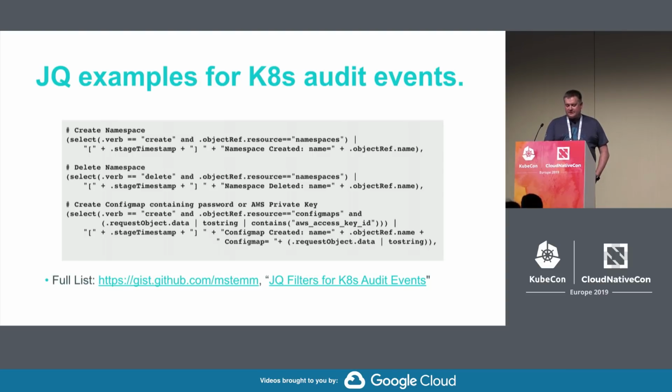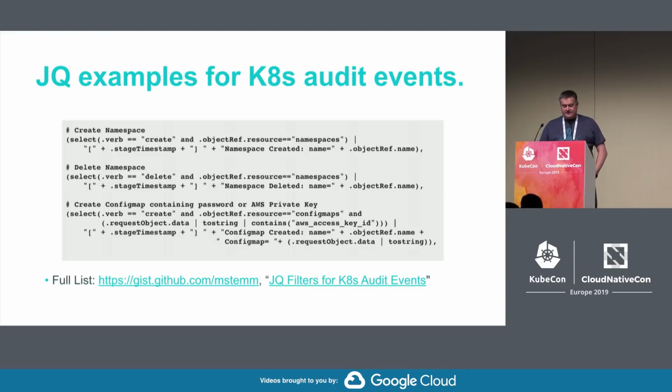Deleting a namespace is very similar, but all we're doing is changing the verb from create to delete. This third one's a little bit more fun, where we're basically saying, hey, show me the cases where somebody creates a config map and they're really dummies and they put their AWS private key in the config map. Don't do that. Use secrets instead. But if you did do that, this would be the way you could look for it.